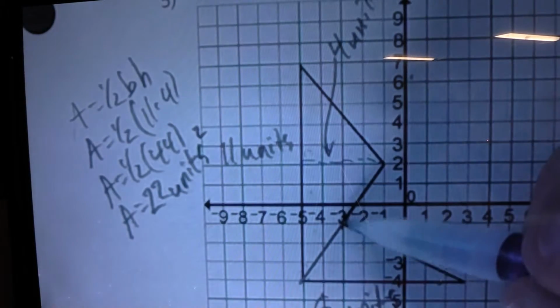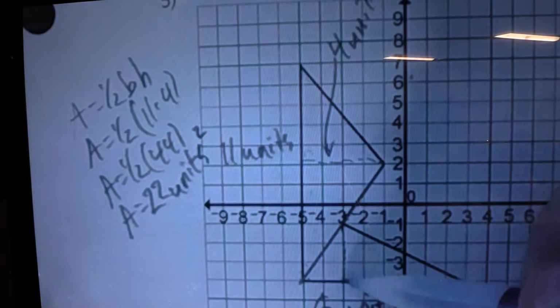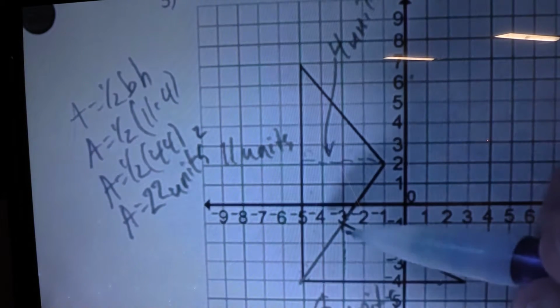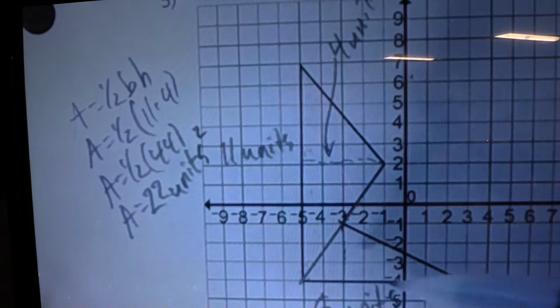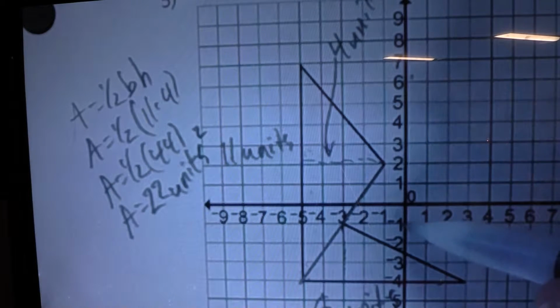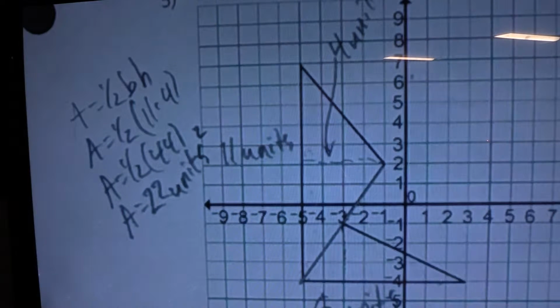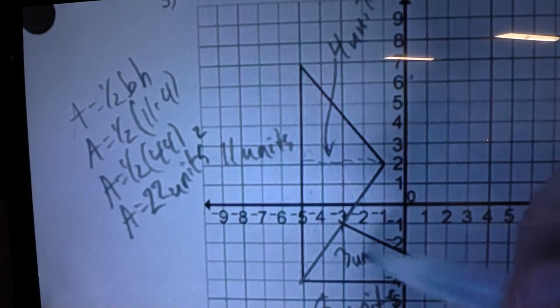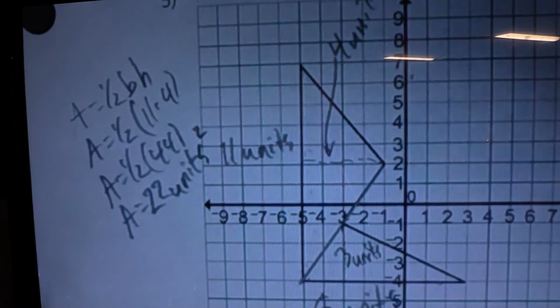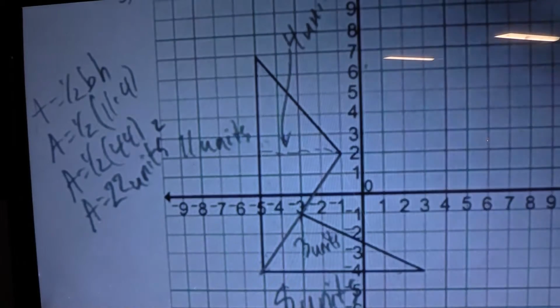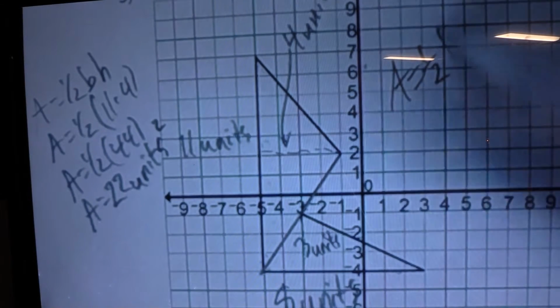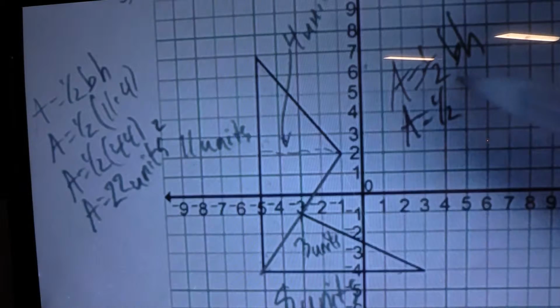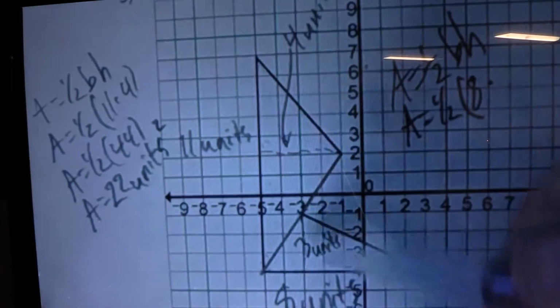Now the height is going to be from this vertex on down to the base, the perpendicular line from the vertex to the base. I could go ahead and just say 1, 2, 3, or I could say, well, here it's at -4, here it's at -1. The absolute value of -4 subtract the absolute value of -1 would also give me 3. So this height is 3 units. Now I just have to plug in my formula. Area equals 1/2 base times height. Area equals 1/2. The base is 8. The height is 3.